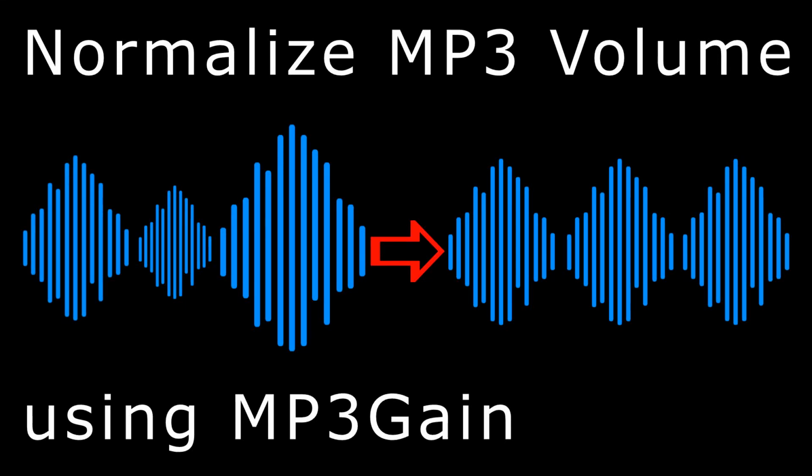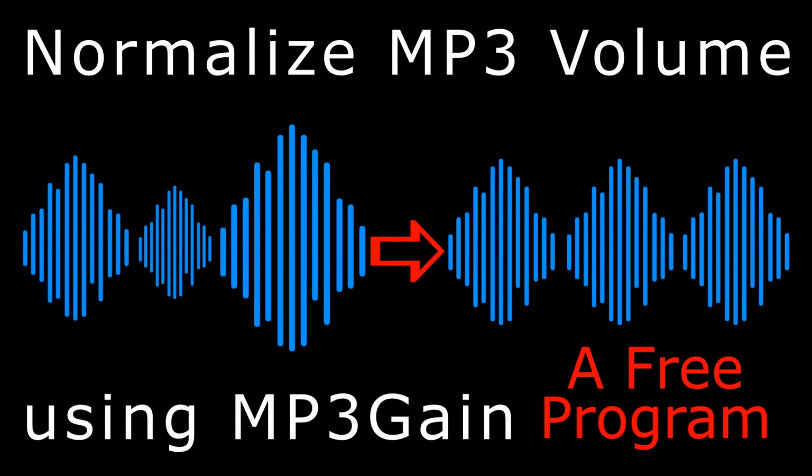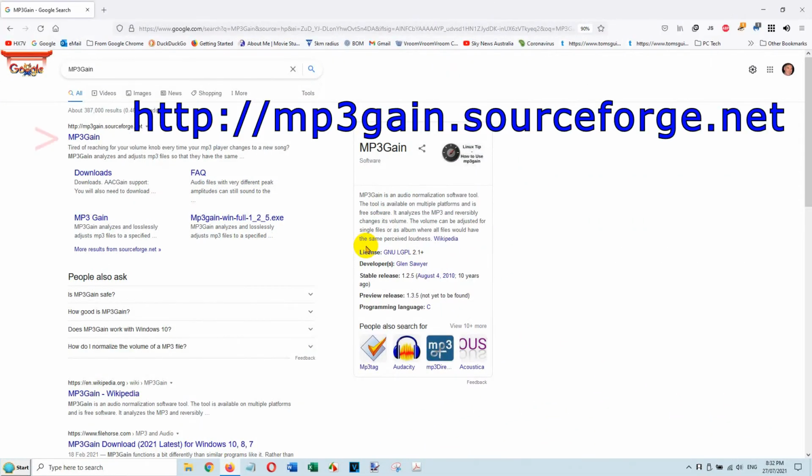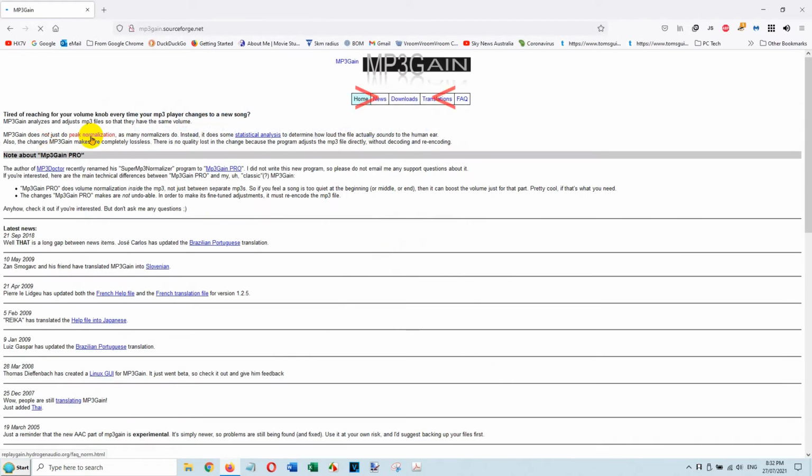Today I will show you a free way to normalize MP3 volume using MP3Gain. Type in the URL shown or search for MP3Gain and click on the link. Click on Downloads.